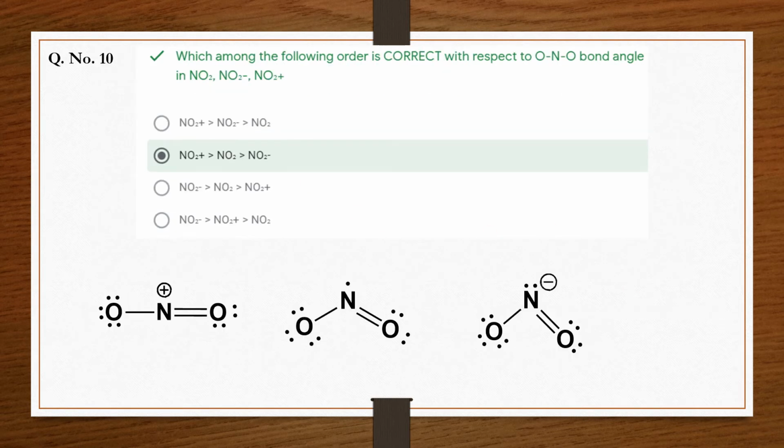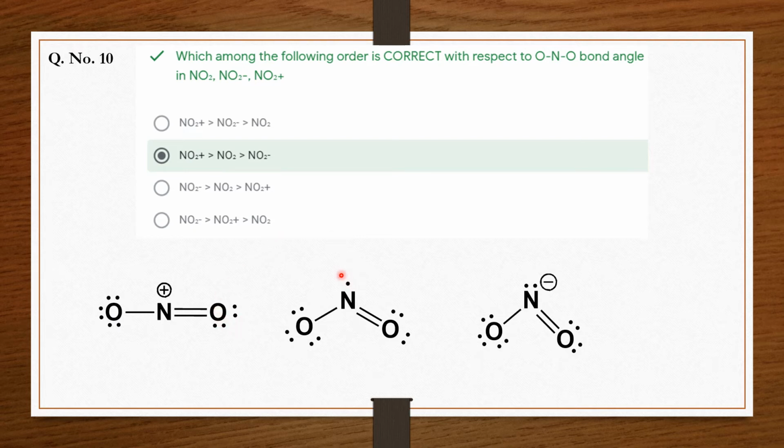And the next question is: which among the following orders is correct with respect to the O-N-O bond angle in NO2, NO2 minus and NO2 plus? First, let us examine the structure of NO2. It is paramagnetic in nature, that is, the central atom nitrogen will have one unpaired electron, and if we remove one electron from this, we will end up with the structure of NO2 plus, and if we add one more electron, we will get NO2 minus. See, in NO2 plus, the central atom doesn't have any unpaired electron, so the expected structure is linear.